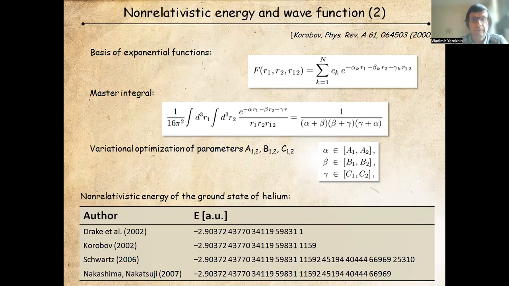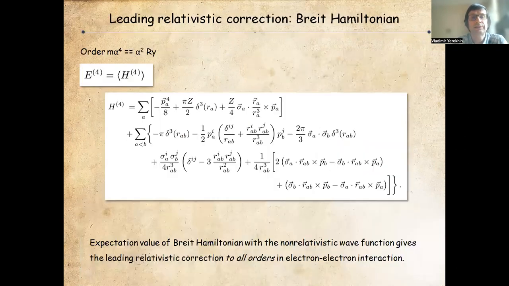So now we have a good relativistic wave function. We can proceed further. The next step is the leading relativistic correction, and it is given by the expectation value of the Breit Hamiltonian, which has been known for a very long time. Suppose we are able to do the angular momentum algebra for matrix elements, we immediately get the relativistic correction essentially to arbitrary accuracy.